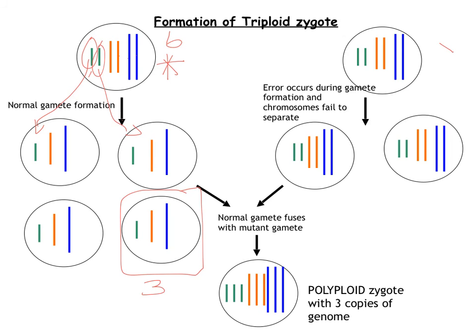But in the example over here, an error occurs during gamete formation, and the chromosomes don't separate. So an abnormal gamete is produced, which still has 6 chromosomes in it. Therefore, when that gamete fuses with this other gamete, you end up in total with 9 chromosomes, because you've added an extra 3 chromosomes to the cell.